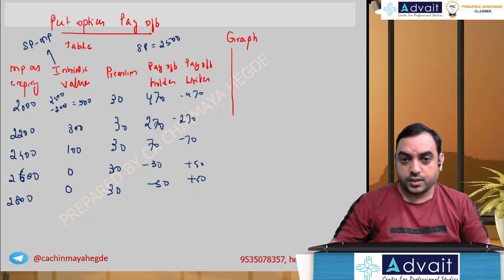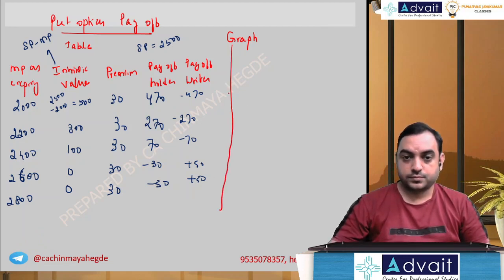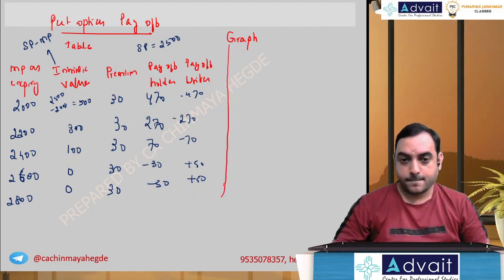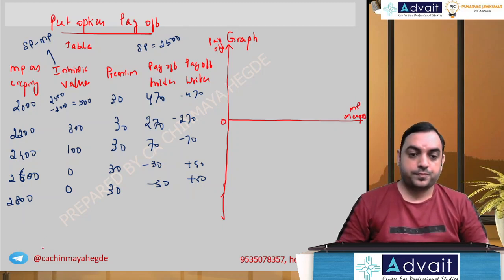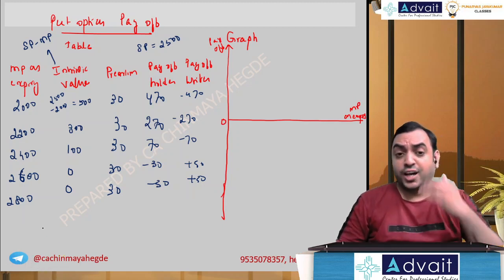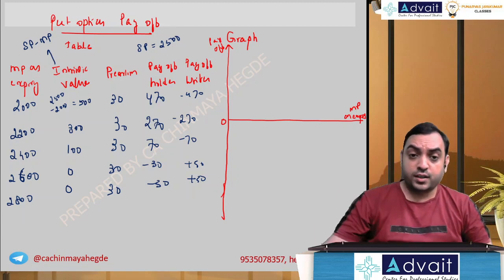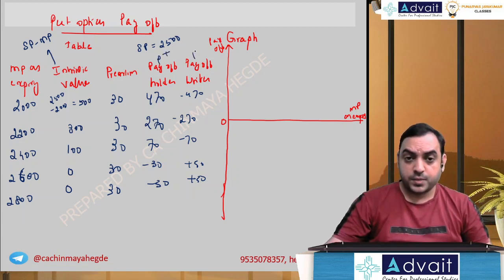So let's put up the graph. So this is payoff, this is market price on expiry, origin. Okay. How is the graph of the payoff of a put option holder? This is P plus, P minus.